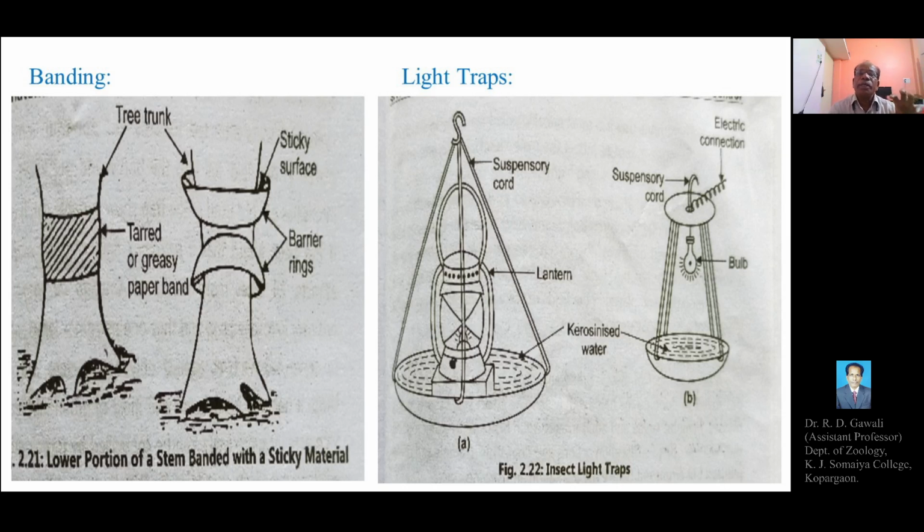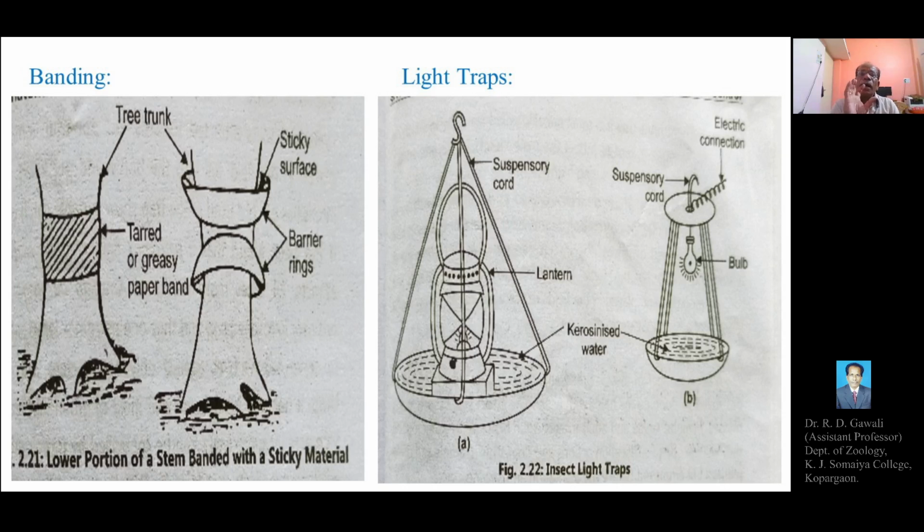This image, the first figure, figure 2.21, shows the banding device, that is, how sticky bands or barriers are used along the stem of the trees. In the first figure we can see a tree trunk which is covered with tarred or greased or paper bands.